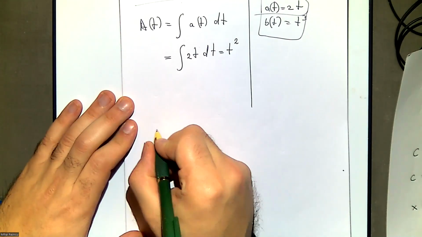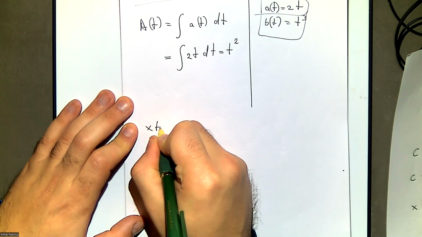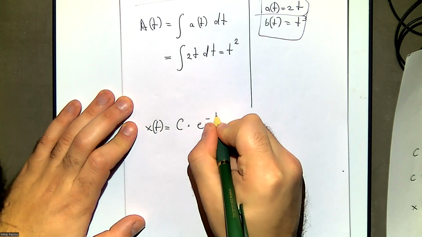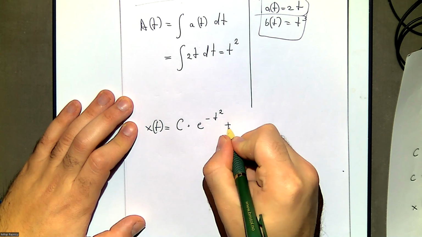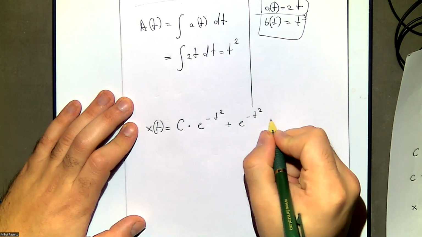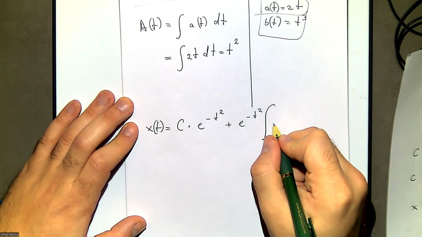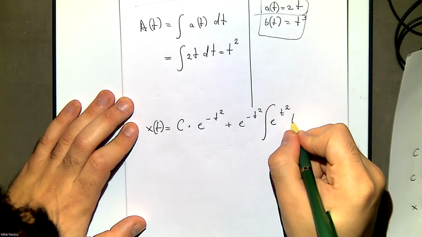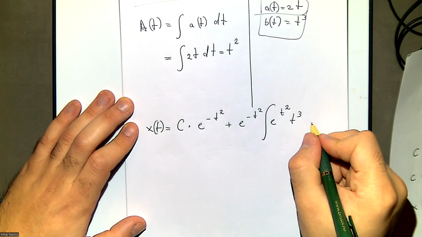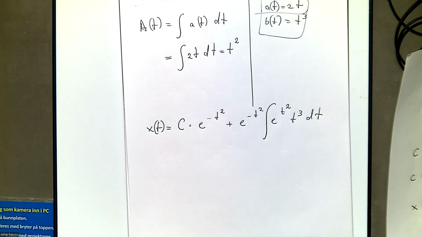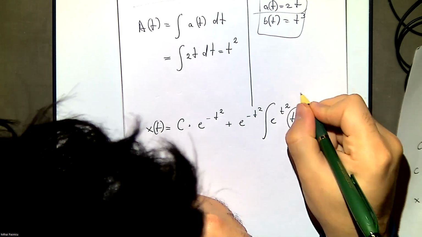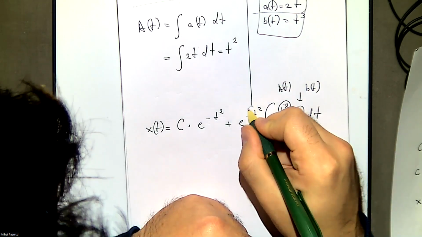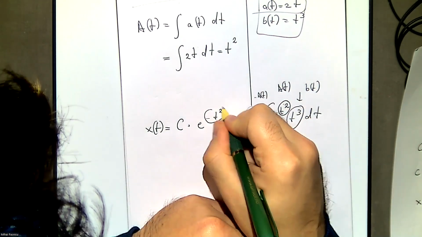Now I'm just going to use the formula, and I'm going to write x of t is equal to a constant times e to the minus t squared, plus e to the minus t squared times the integral of e to the t squared, t to the third, this looks bad, dt. Okay? So this is b of t, and this is big A of t.